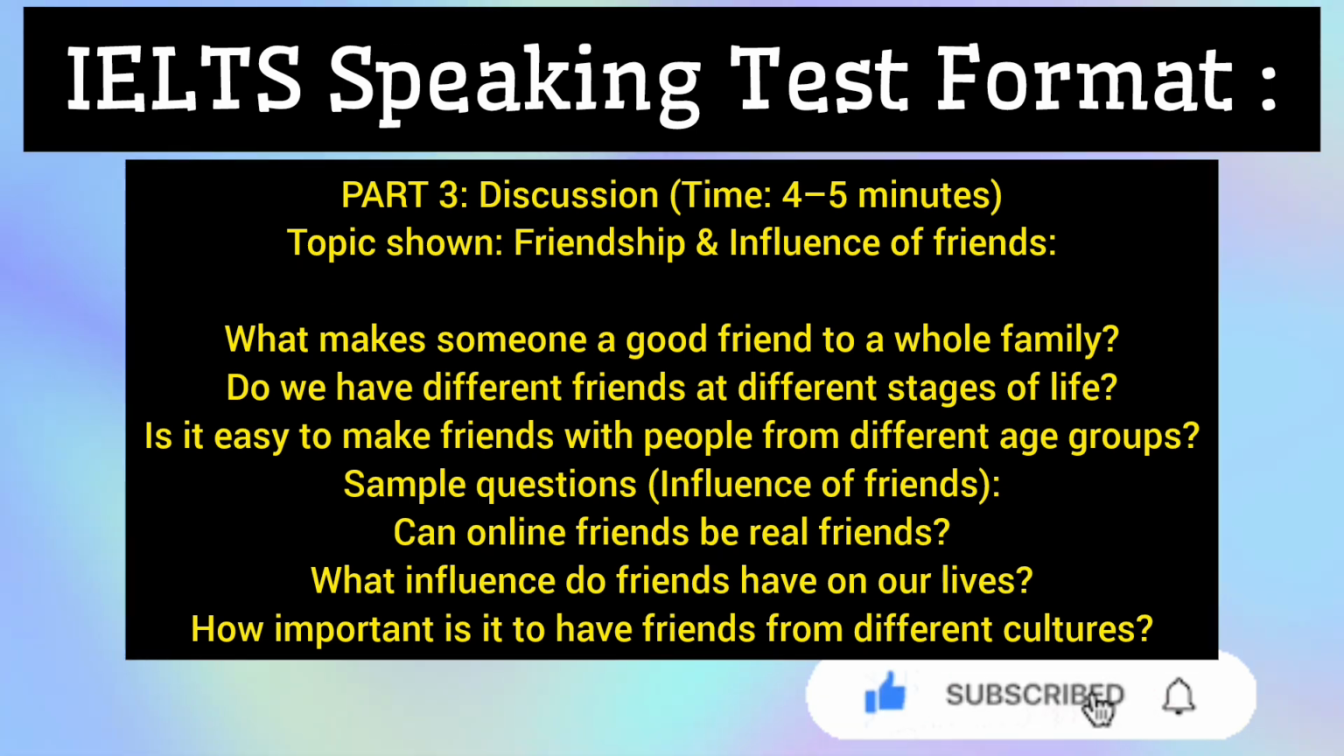It's a discussion. The questions are thematically related or linked to part 2, and the part 2, as you know, the cue card was on friendship. So you see the questions are on friendship. Some example questions are: what makes someone a good friend to a whole family? Second question: do you think we meet different kinds of friends at different stages of our lives? In what ways are these types of friends different? And after that you can get some more questions: influence of friends, what kind of influence can friends have on our lives, how important would you say to have friends from different cultures. So like this way you can get questions in part 3.